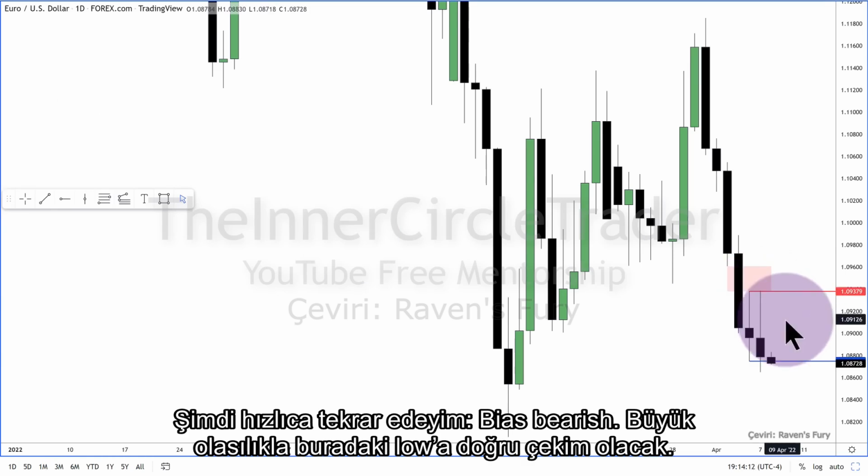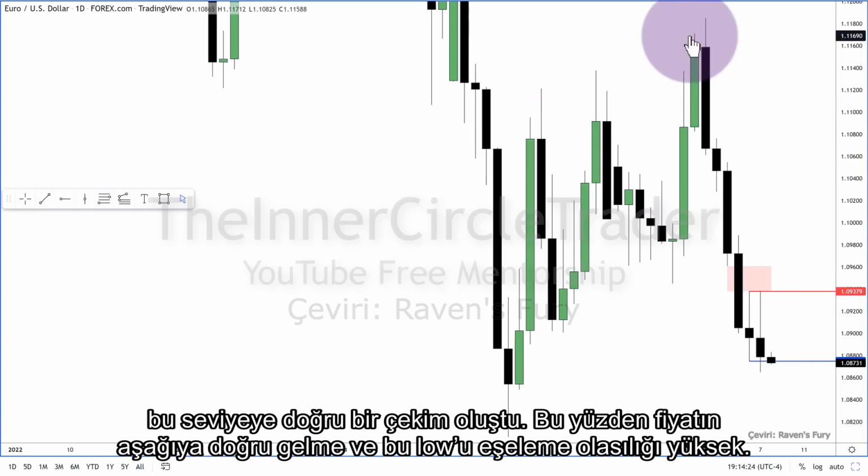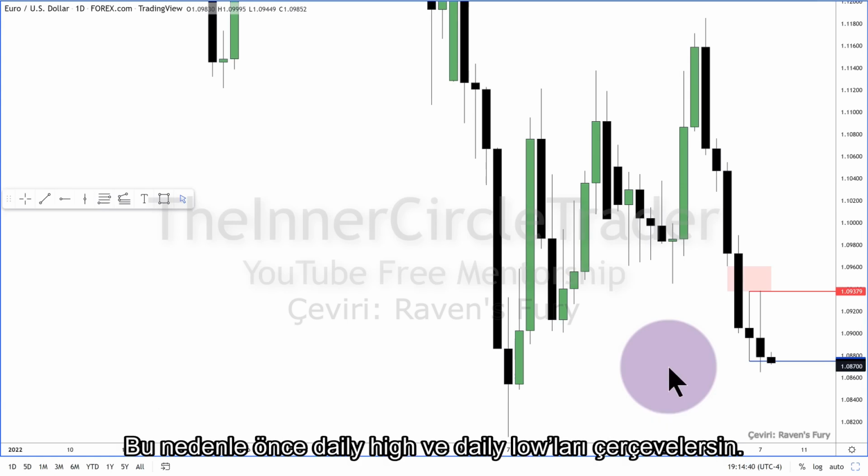Now, let me recap real quick. Bearish bias, we're likely to draw down to this low here. Why? Because we had 1, 2, 3 times, like I mentioned in the video on Tuesday, or episode 17, if I'm not mistaken, in this mentorship. So it's likely to draw lower and dig into this low. That's our draw on liquidity on the daily chart. But is that your trade target? No. Not for intraday trading.